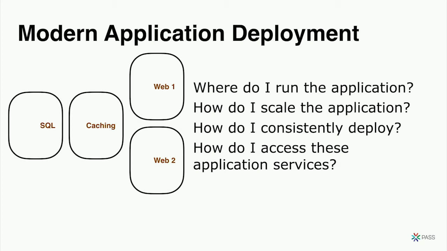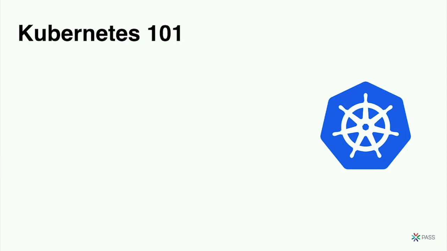And then how do I access these applications? How do I point users at the web front ends? How do I point the web front ends at the caching tier? How do I point the caching tier at the data tier? How do I solve these challenges when I'm deploying containers in a data center or in the cloud or wherever that is, right? And that's where Kubernetes comes in.